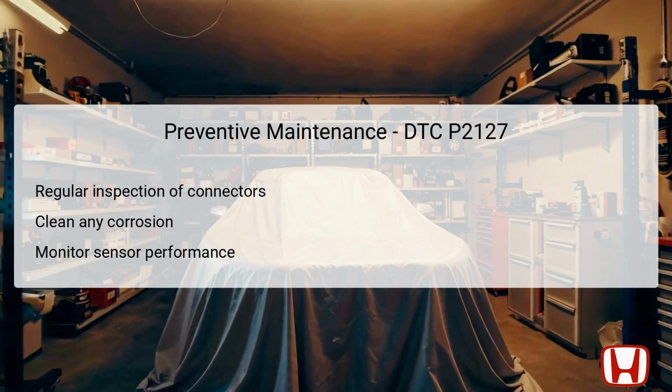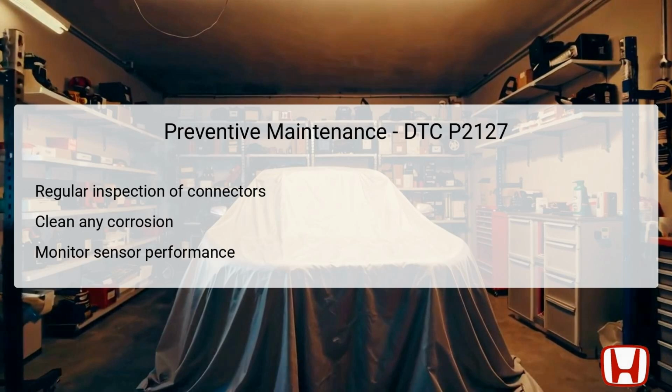Preventive maintenance is vital to avoid future occurrences of DTC P2127. Regularly inspecting the connectors at the APP sensor and PCM will help identify any early signs of corrosion or damage. Keeping these connections clean and free of debris ensures efficient signal transmission and prevents potential shorts or opens.